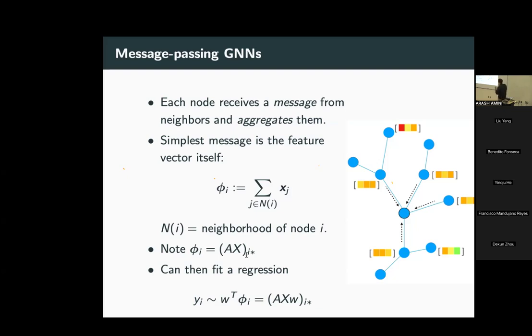Now, what can we do with this? We can just treat this as a new feature for node I and then run a regression or a classification on it. We get these aggregated features. If it was a regression, I just regress yi onto phi I. Okay, and then compactly, you can write it as yi is the ith row of AXW. W is a base vector. Okay, that's a simple GNN.